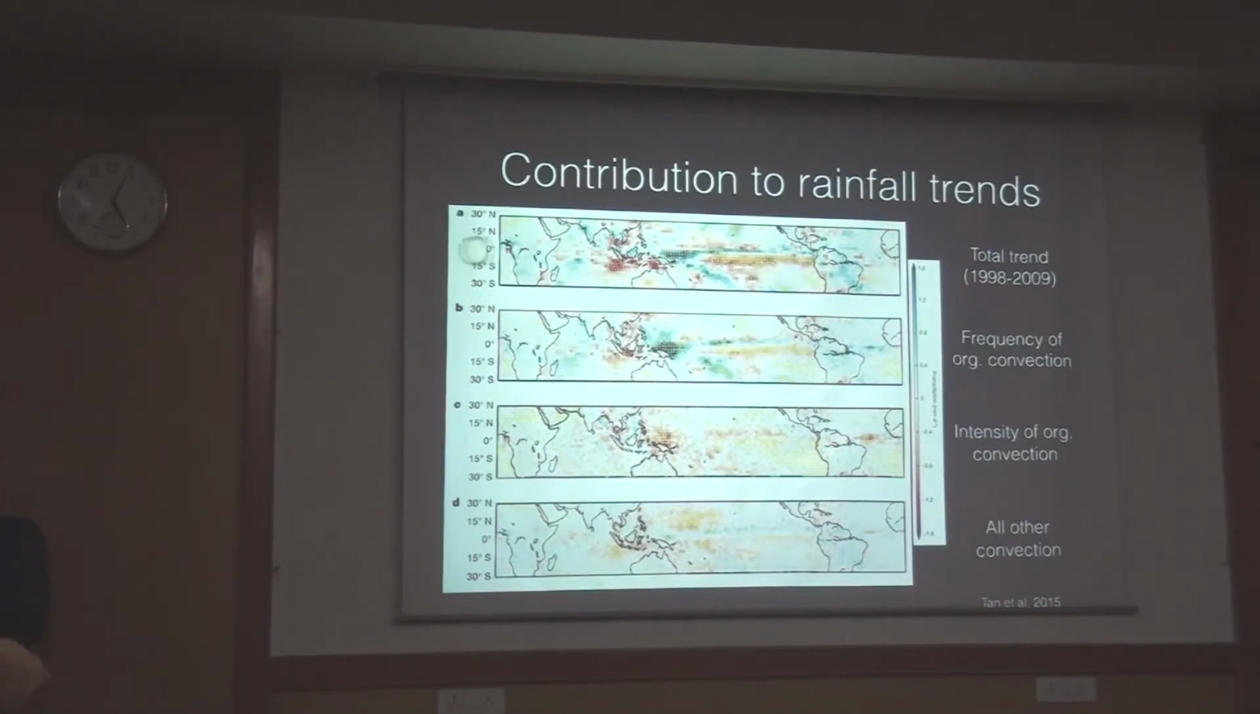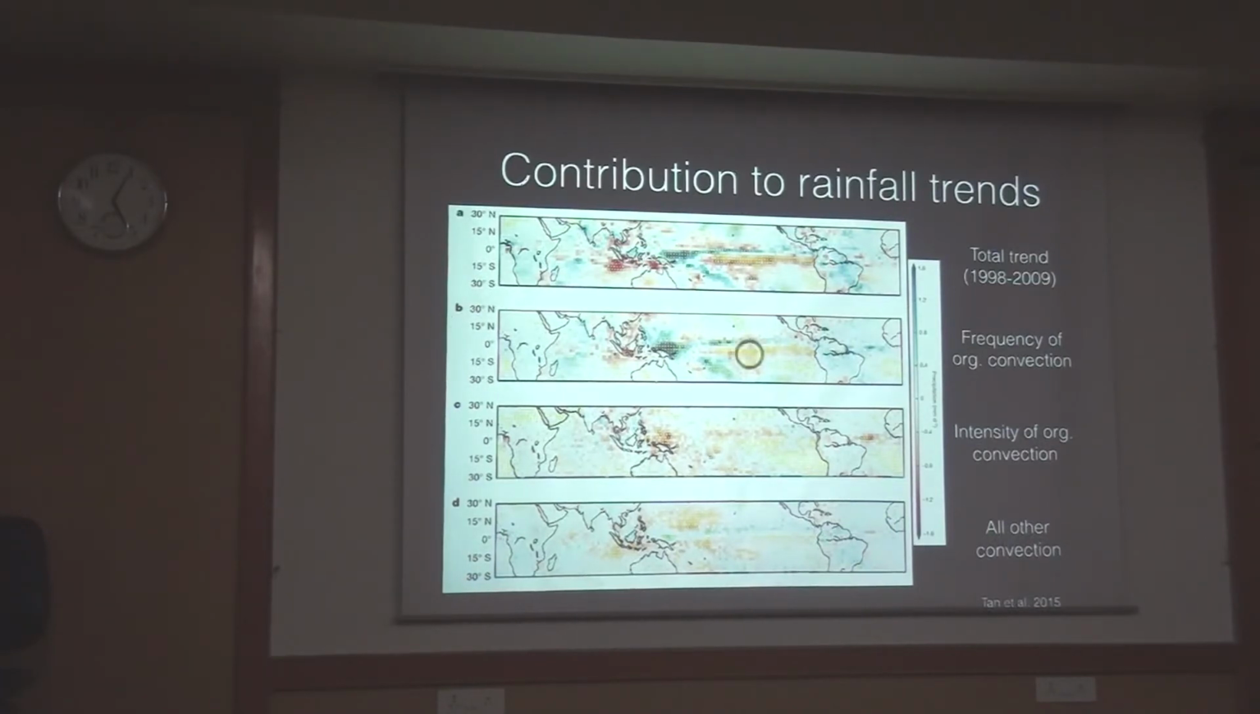Okay. And so there's an increase here, there's a decrease there. This is the same map, but this time we just show you the frequency of occurrence of organized convection. All right, and so you can see that where the rainfall has increased, the frequency of organized convection has also increased. And where it has decreased, the frequency of organized convection has also decreased. So there's a relationship between the two.